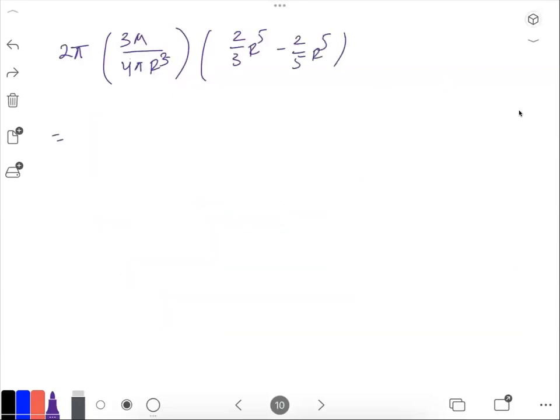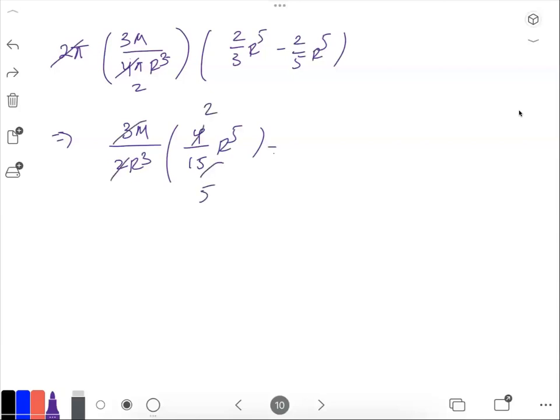And then hopefully, we're almost there. So this is going to cancel, big at 2. 3m over 2r cubed times, this is going to be 10, so this is going to be like 4 over 15. Okay, so what is this going to be? This is going to be 2, this is going to be 5, and this is 2/5 m, and this cancels to be r squared. 2/5 m r squared. And that is indeed the correct expression for the moment of inertia of a sphere.